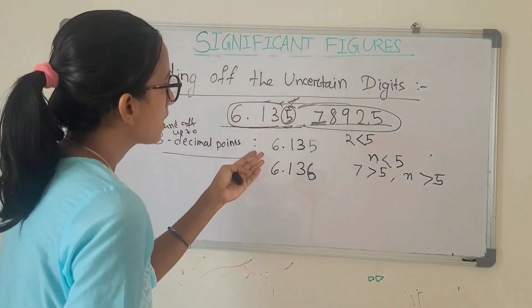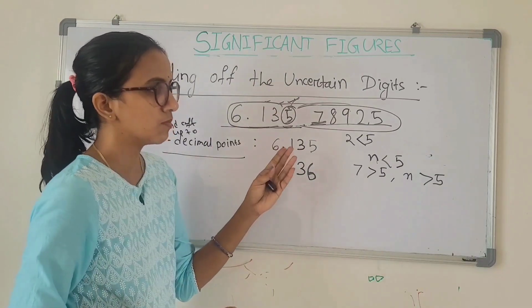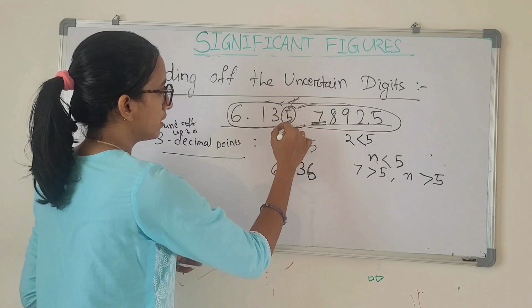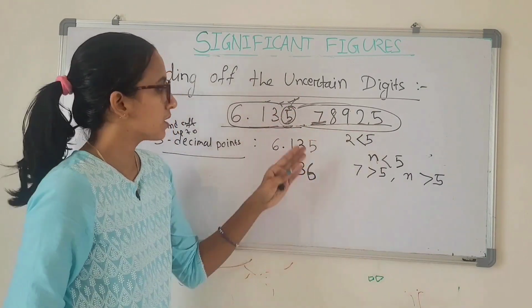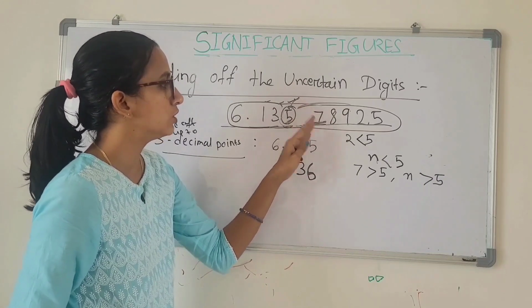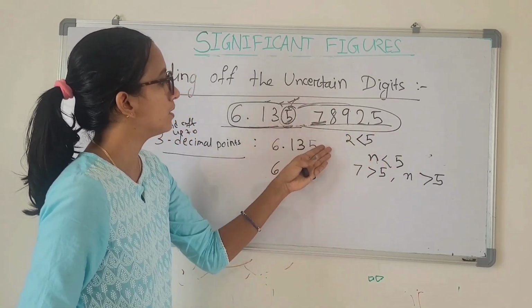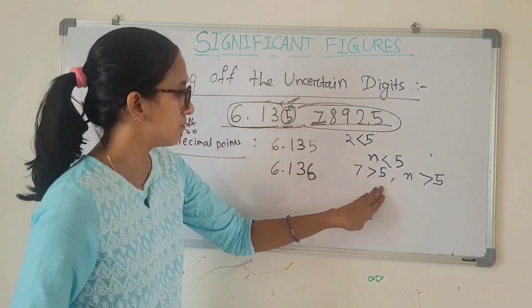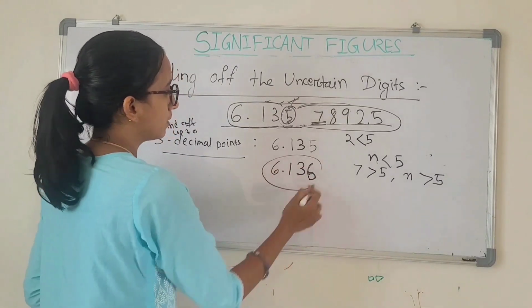Basic and simple rule: if the last decimal digit, which needs to be rounded off, is followed by a digit that is less than 5, then you will write the number as it is. But if the next digit is greater than 5, then you will add 1 and write the number.